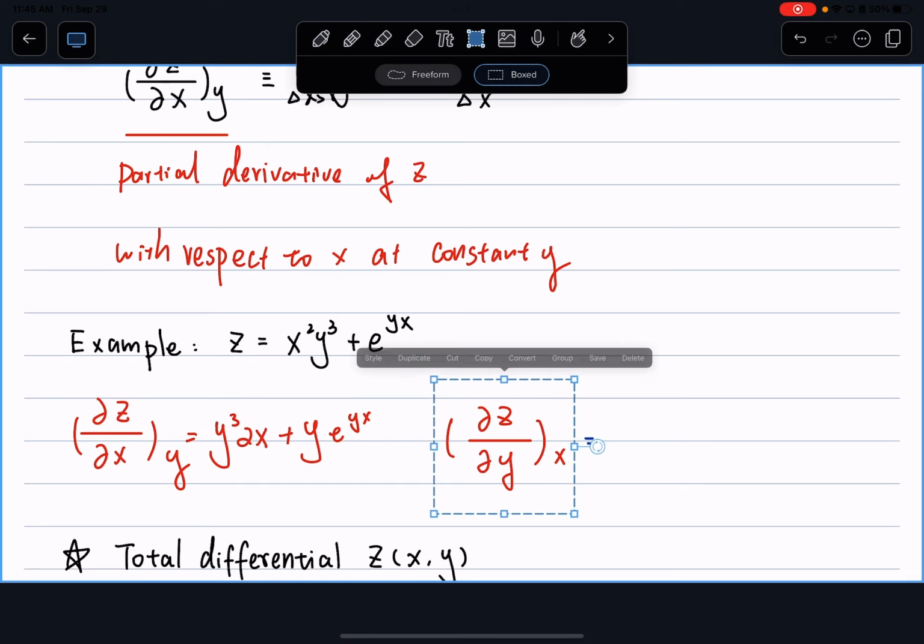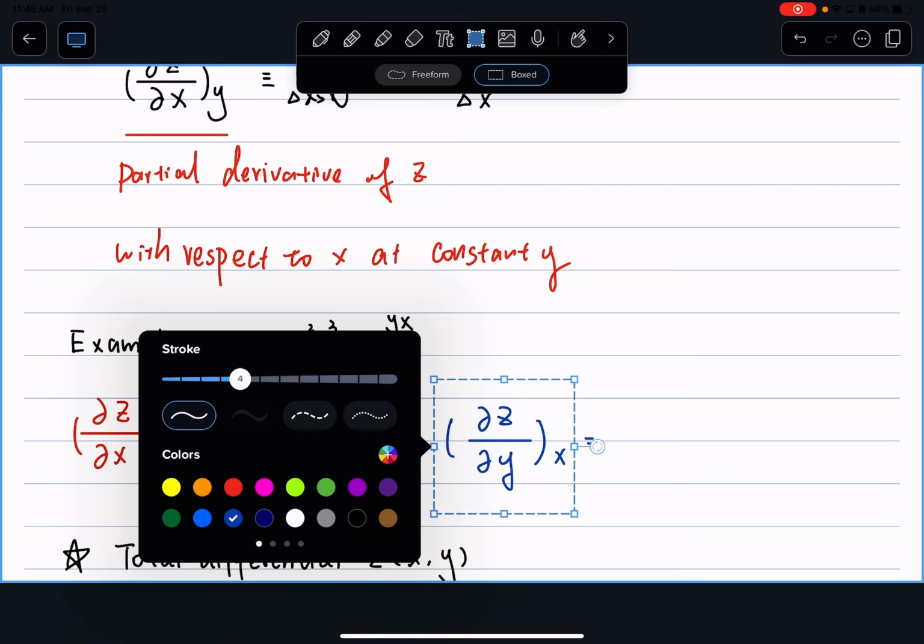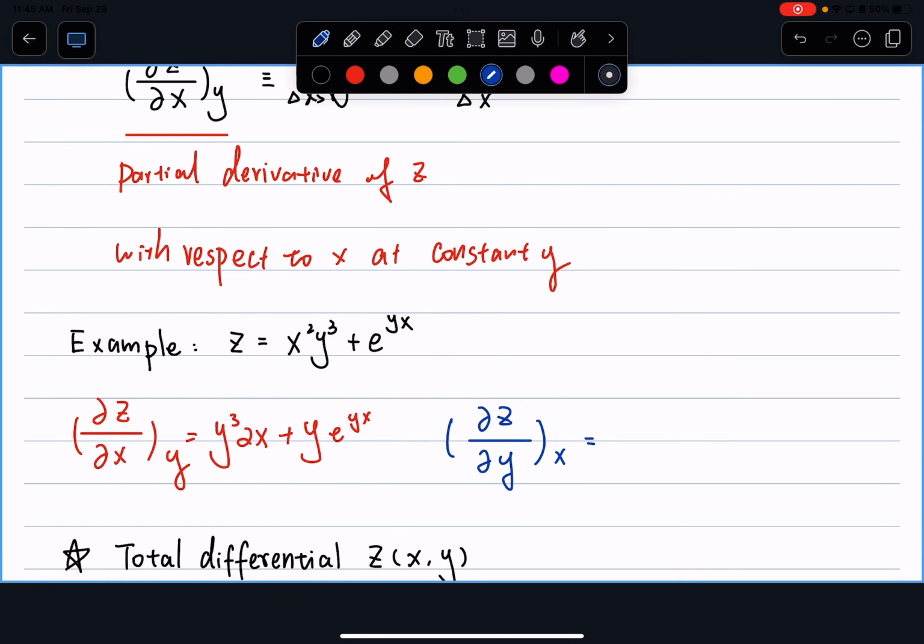And same here for the right-hand side. If we're taking the partial derivative of z with respect to y, keeping x constant, so the x stays constant, we get 3y squared, and also x exponential by x.